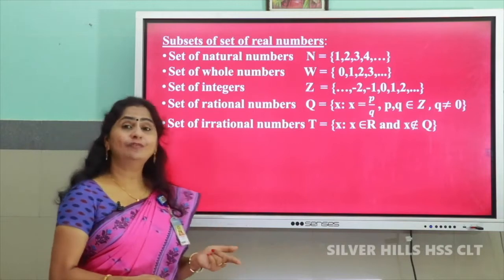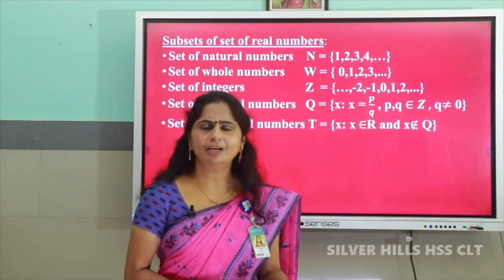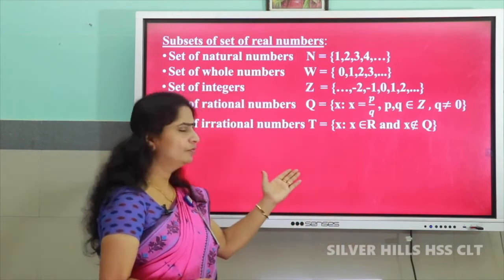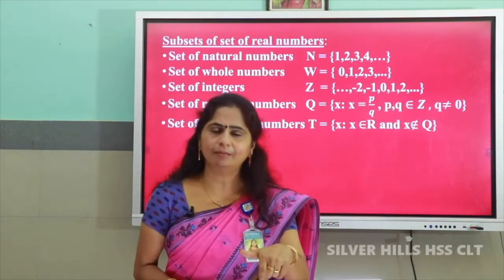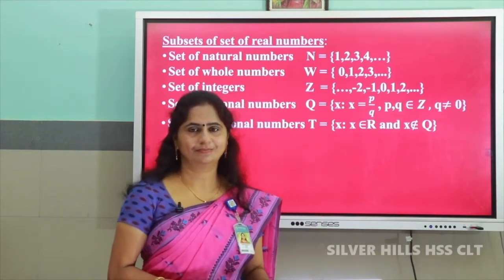Next is the set of irrational numbers, denoted by capital T. What do you mean by irrational numbers? It is nothing but the set of all x such that x is a real number and x does not belong to the set of rational numbers.